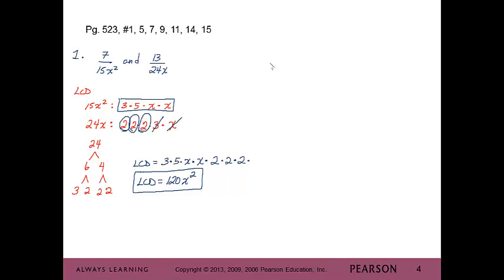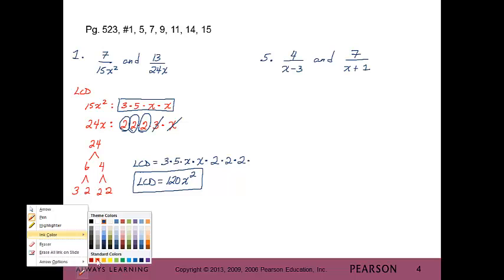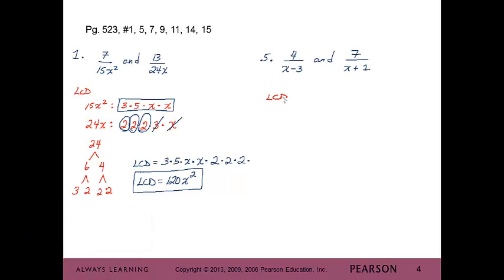Now let's look at number 5. And we have 4 over x minus 3 and 7 over x plus 1. And let's start finding the LCD by writing the factors of each denominator. So we need the factors of x minus 3 and the factors of x plus 1. Well, x minus 3 is already factored completely, so we're just going to leave it as x minus 3. And the same with x plus 1. It is just x plus 1.